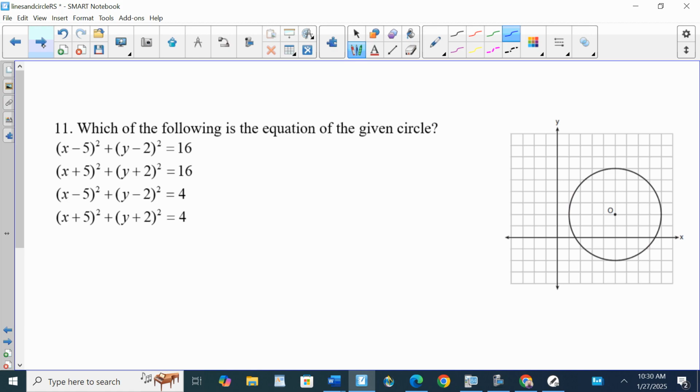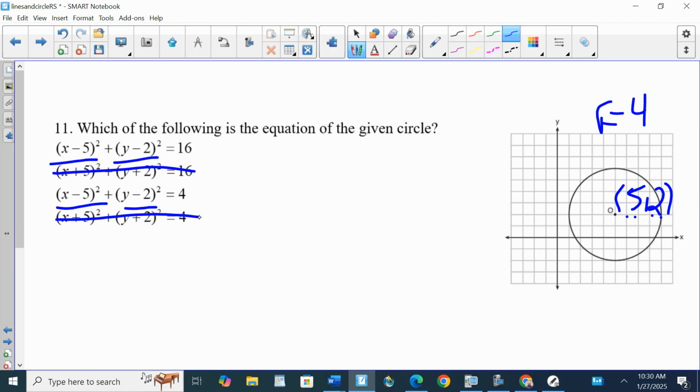That brings us to circles. It's all about the center and the radius. So if I'm kind of working backwards here, if I look at this graph, my center is 5, 2, and my radius is 1, 2, 3, 4. So I know I have to negate the center to determine what goes inside the parentheses. So it should be an x minus 5 and a y minus 2. And the right-hand side is the radius squared. So 4 squared is 16.